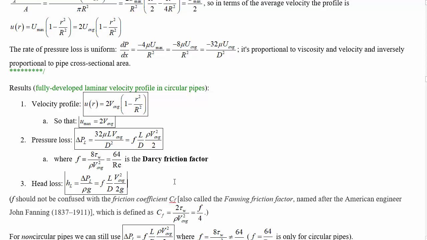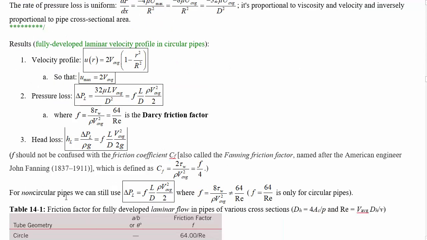F is not going to be the same as this other friction coefficient you'll see somewhere, C_f, which, a little bit confusingly, is called the Fanning friction factor. The Fanning friction factor is related to F, but it's actually F divided by 4.